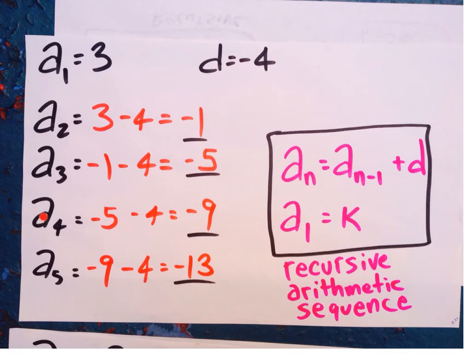The fourth term is the previous term, -5, plus the difference, which is -4, giving us -1. And the fifth term is the previous term plus the difference, giving us -13.